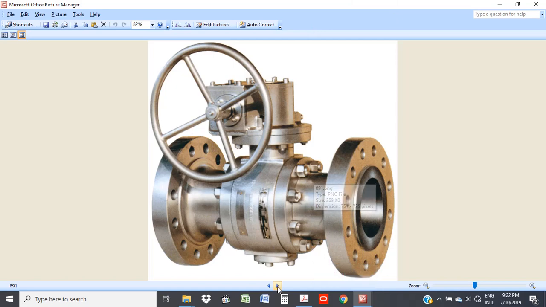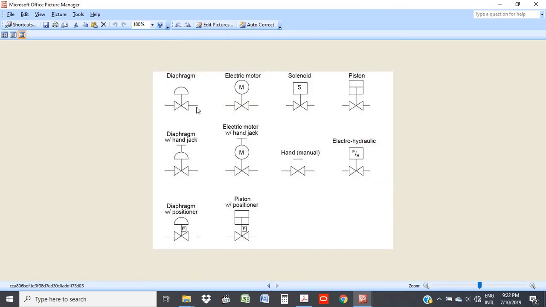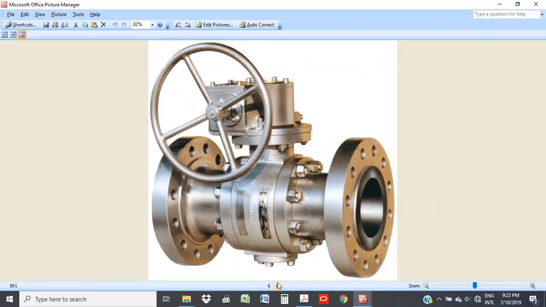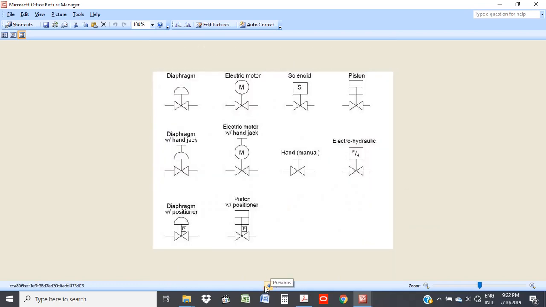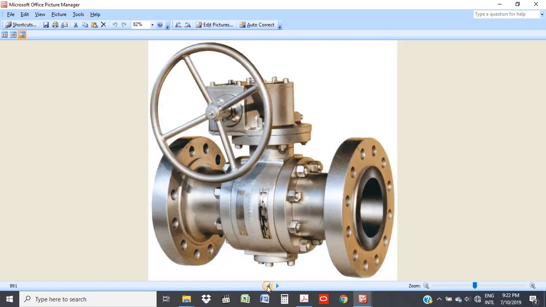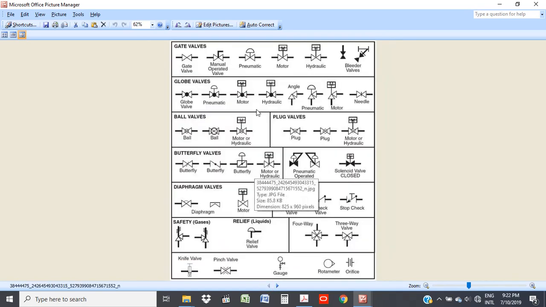So this is just a picture of a valve. This is what valves look like on PNIDs. PNIDs are called process and instrumentation diagrams, or we could call them PEFS, process engineering flow schemes. This is what they look like in our engineering drawings, and this is what they look like in real life.